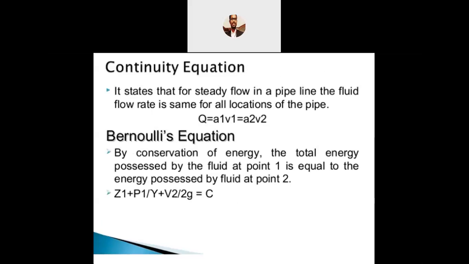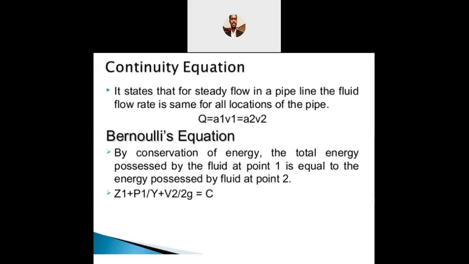And Bernoulli's equation, by the conservation of energy, the total energy possessed by the fluid at point 1 is equal to the energy possessed by the fluid at point 2. What does Z1 represent? Z1 represents the potential energy, P1 represents the pressure energy, and V2 represents the kinetic energy. The sum will be constant at each point.